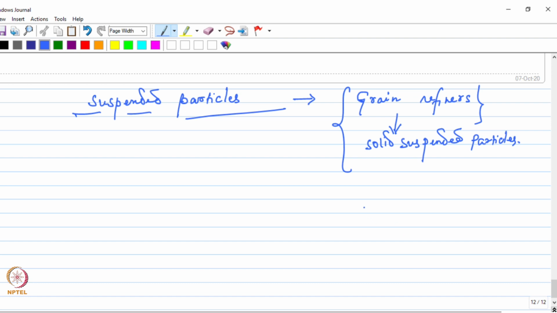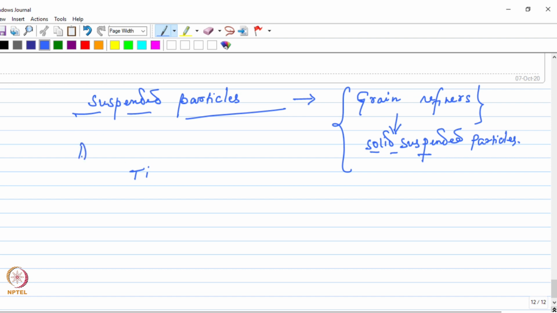So we have to talk about this in a little more detail, but let me briefly tell you today what is done to generate these solid suspended particles in the melt. Basically, you have to have a metal which can remain solid at the liquidus temperature of the material that we are attempting to grain refine.